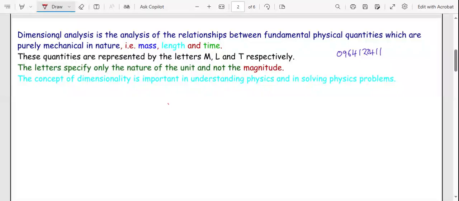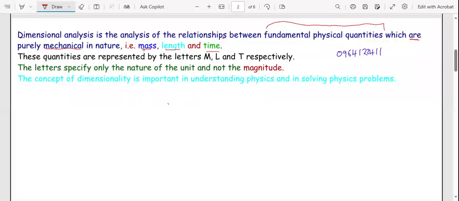So when we say dimension analysis, this is the analysis of the relationships between fundamental physical quantities, which are purely mechanical in nature, which are mass, length, and time. Or you can say again, dimension analysis is the study of relationships between fundamental physical quantities. I'll show you these fundamental physical quantities that I'm talking about, which are purely mechanical in nature. If you want, you include this just to spice your definition.